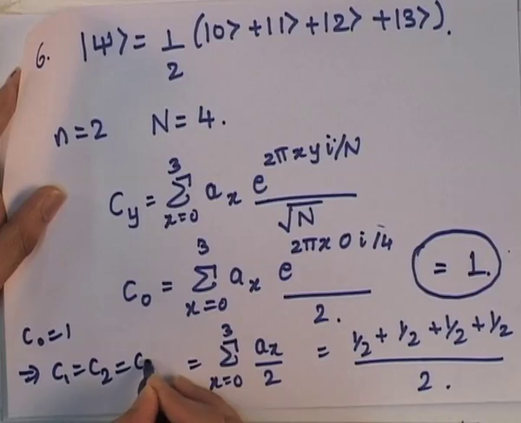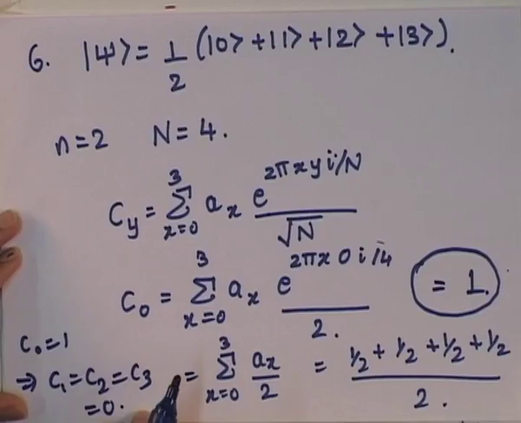So what we have is only the |0⟩. So the Fourier transform of psi gives us the |0⟩. So the correct answer is option A.